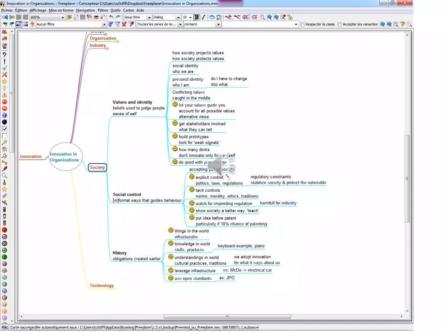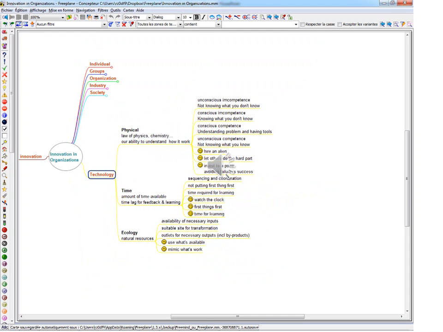Society constraint. We have listed a lot of items for value, identity, social and history, with quite a lot of smileys. This will help us have a visual view of what should be done and what should be avoided, considering the social issues.